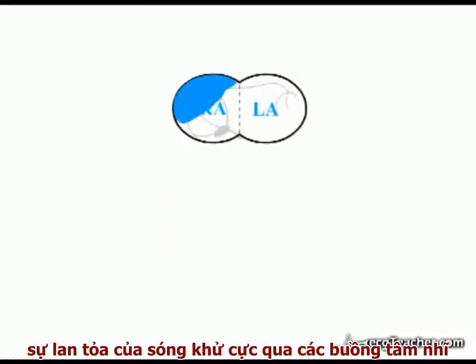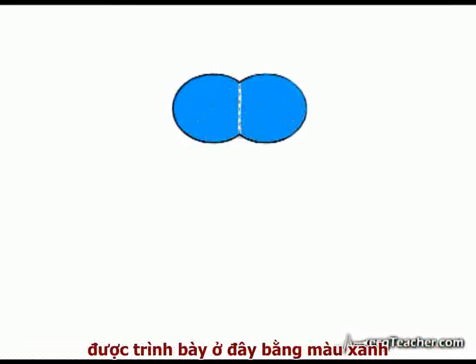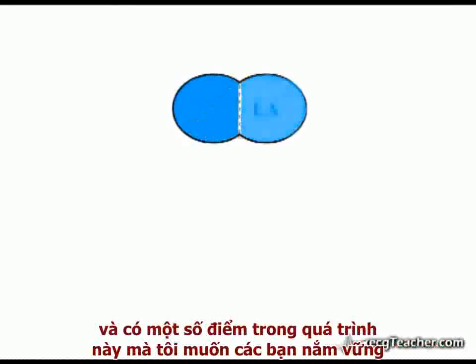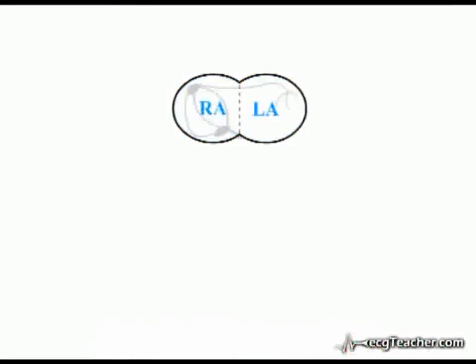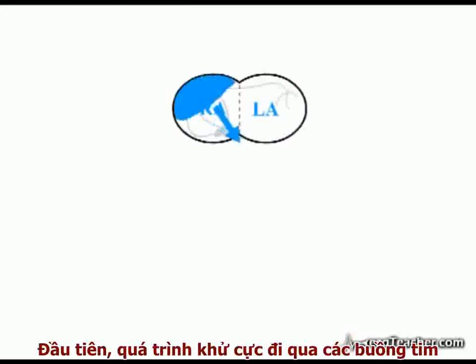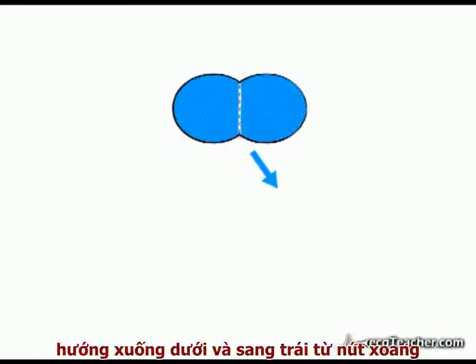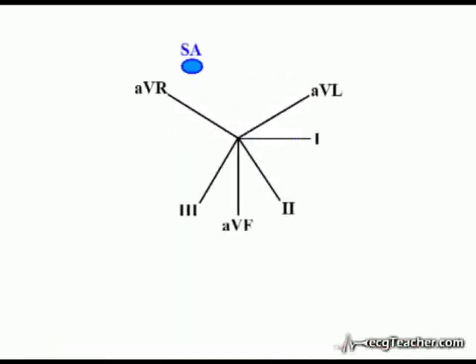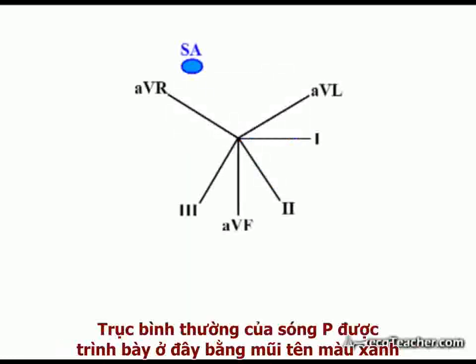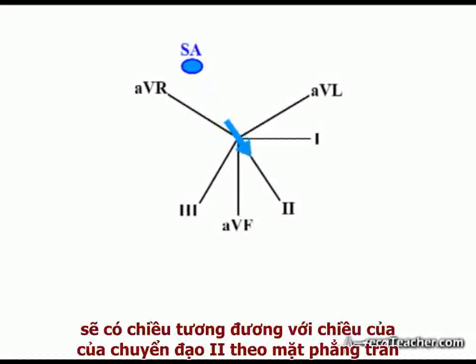The spread of depolarization through the atrial chambers is shown here in blue, and there are some features of this process which we would like you to note at this point. In the frontal plane, atrial depolarization moves through the chambers downwards and towards the left from the SA node. The normal P-wave axis, indicated here by the blue arrow, therefore travels more or less straight down lead 2 in the frontal plane.